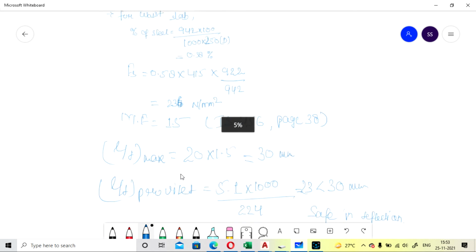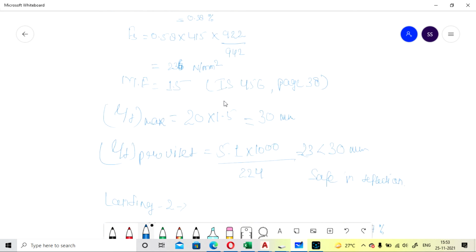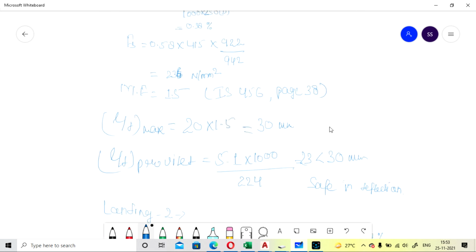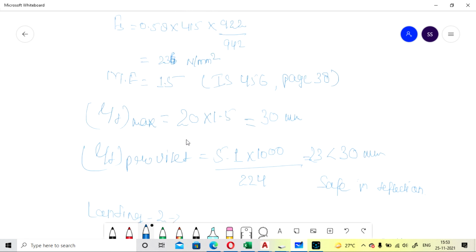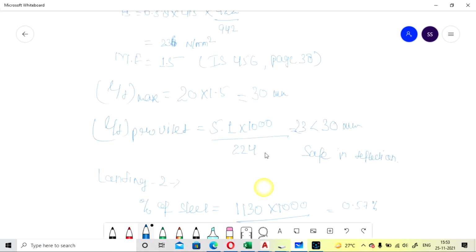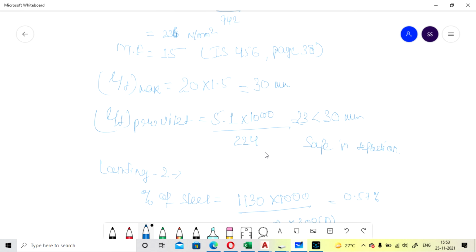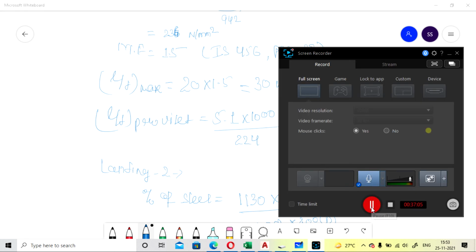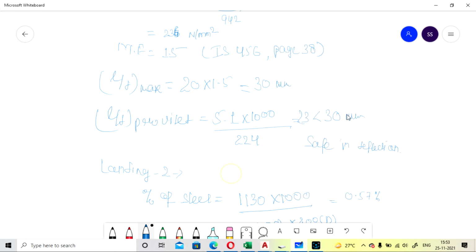So L by D maximum will be calculated as 20 into 1.5. What is 20? The basic value for simply supported. So it will come as 30, and what we have provided for the base slab is 5.1 into 1000 divided by 224, so it will come as 23. So it is less than 30, the maximum value that we have calculated. So this will be safe in deflection.